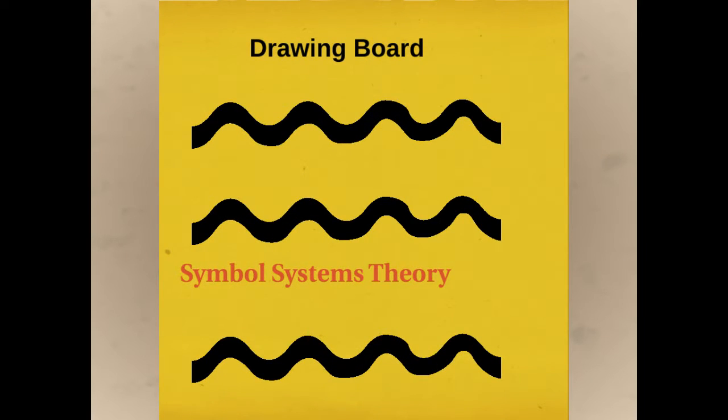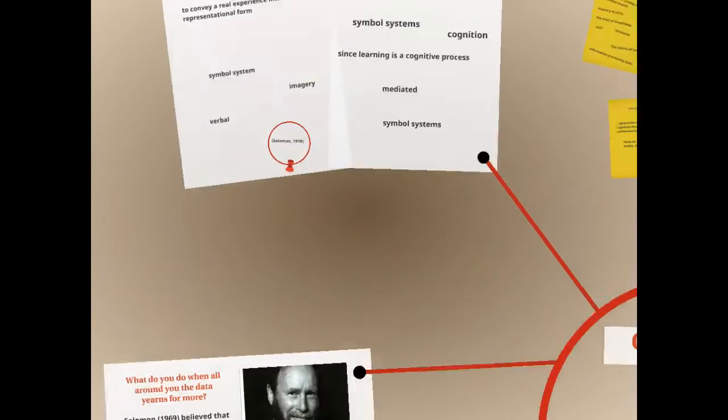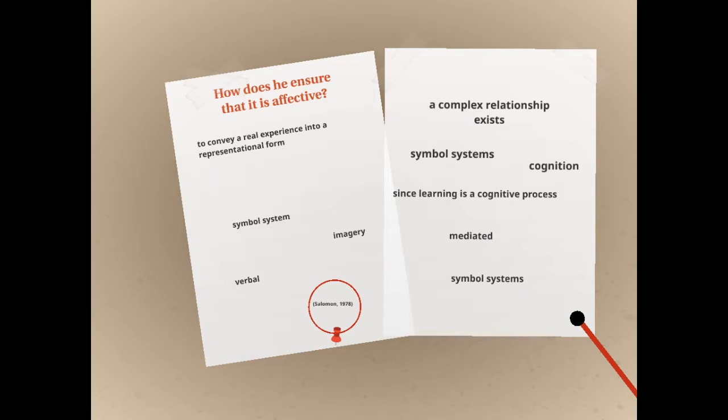And so he went to his drawing board, and I'm sure he scribbled many different things. But here he found it: the symbol systems theory. How does he ensure that it is effective?